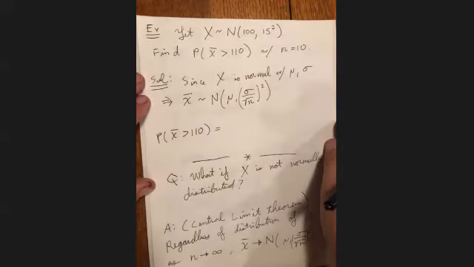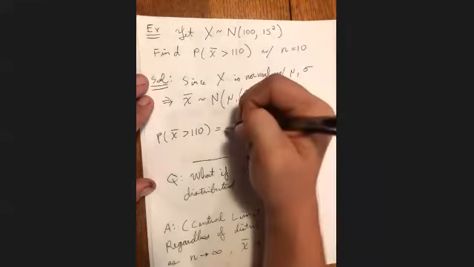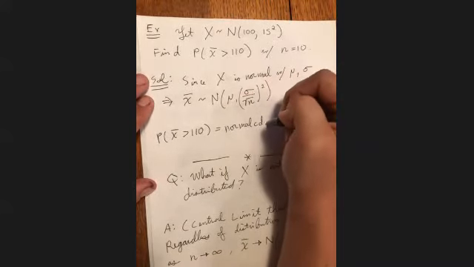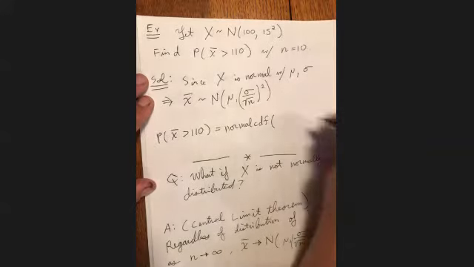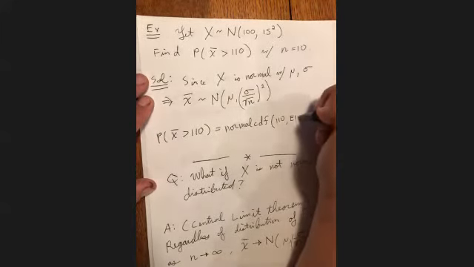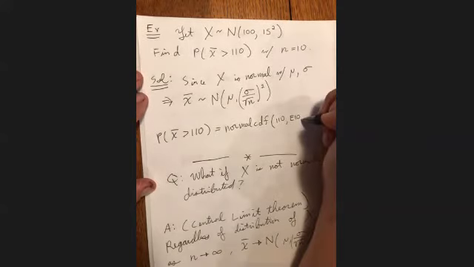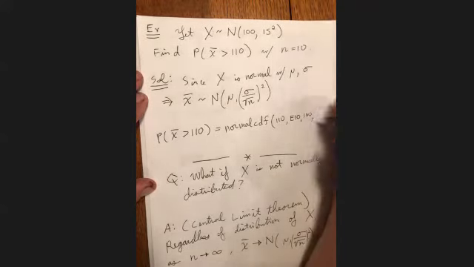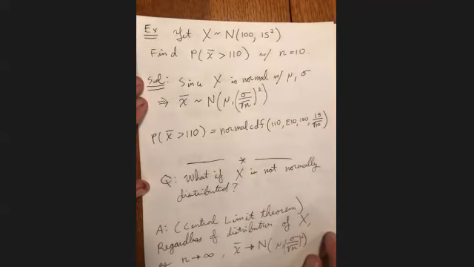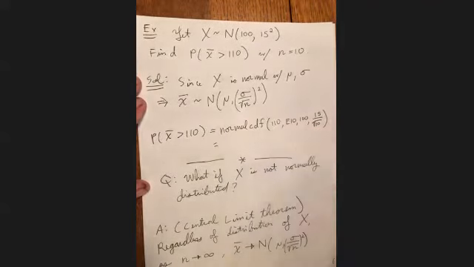Here we can use our normal CDF function in our calculator. So normal CDF with a lower bound of 110, an upper bound of E10, a mean of 100, and a standard deviation of 15 over the square root of 10. So this is all the information you have to put in your calculator to compute this probability.